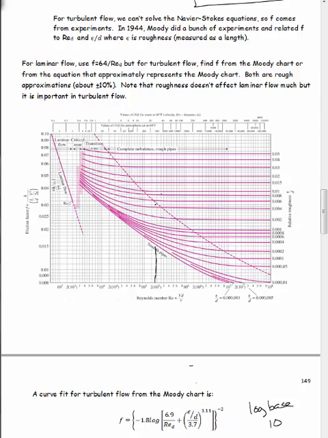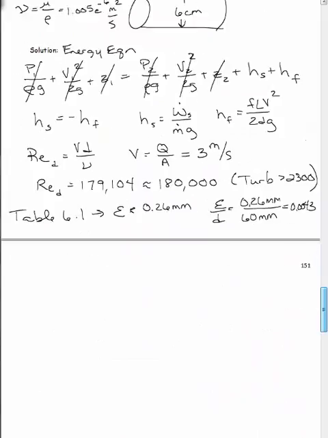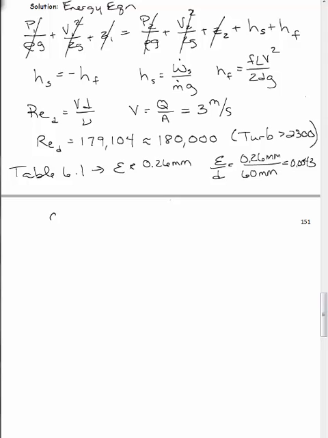All right, and then we're going to follow that over to the left, and what I get is about 0.03 for f. So approximately 0.03 from Moody. Okay, the other option would be to plug it into that equation, and that would be fine. You'd probably get something a little bit different, but remember these are only plus or minus 10% accurate anyways.